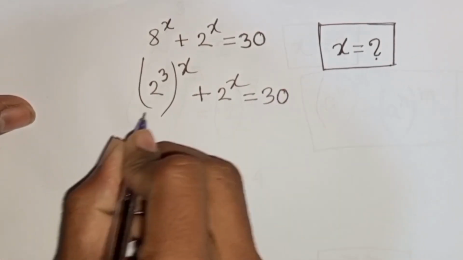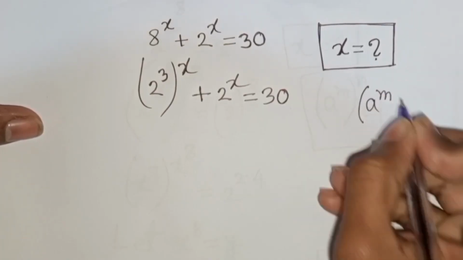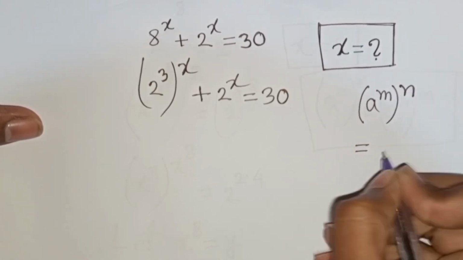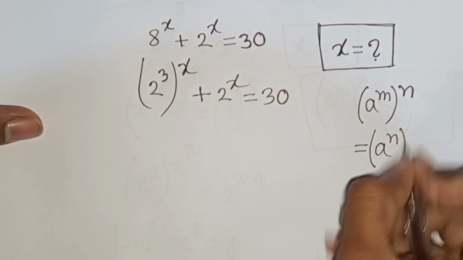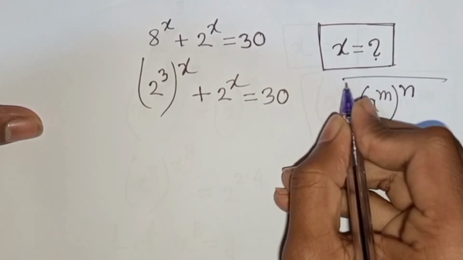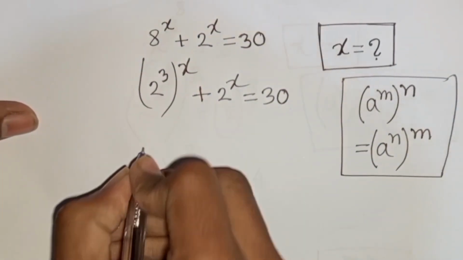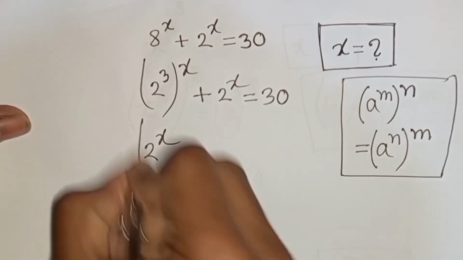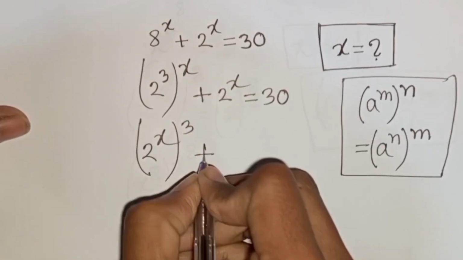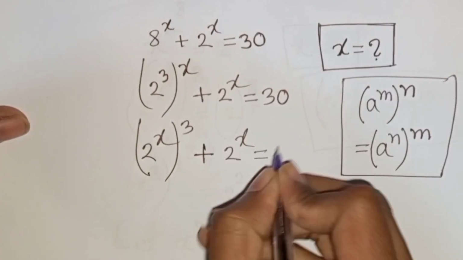Now here you can apply this exponential rule that (a^m)^n is equal to (a^n)^m. So according to this rule, we can write here (2^x)^3 + 2^x is equal to 30.